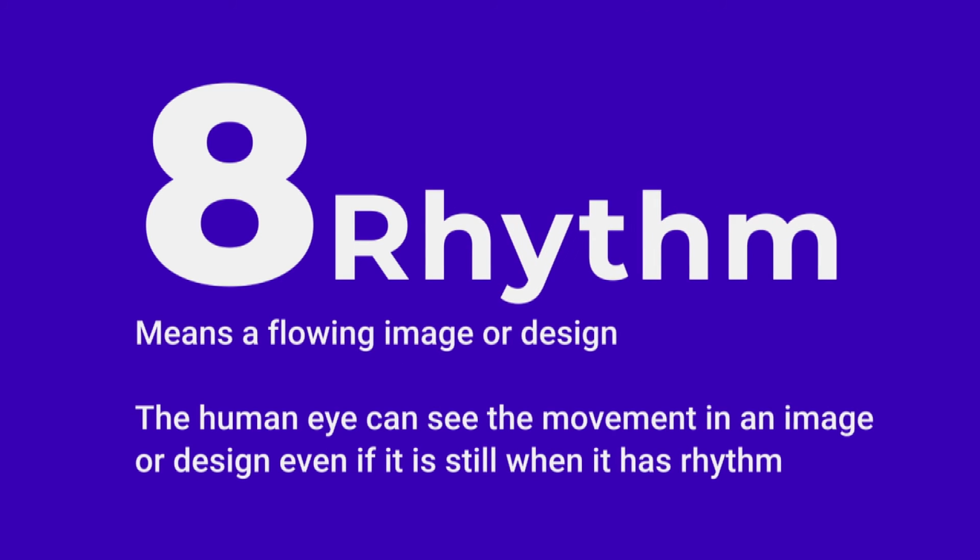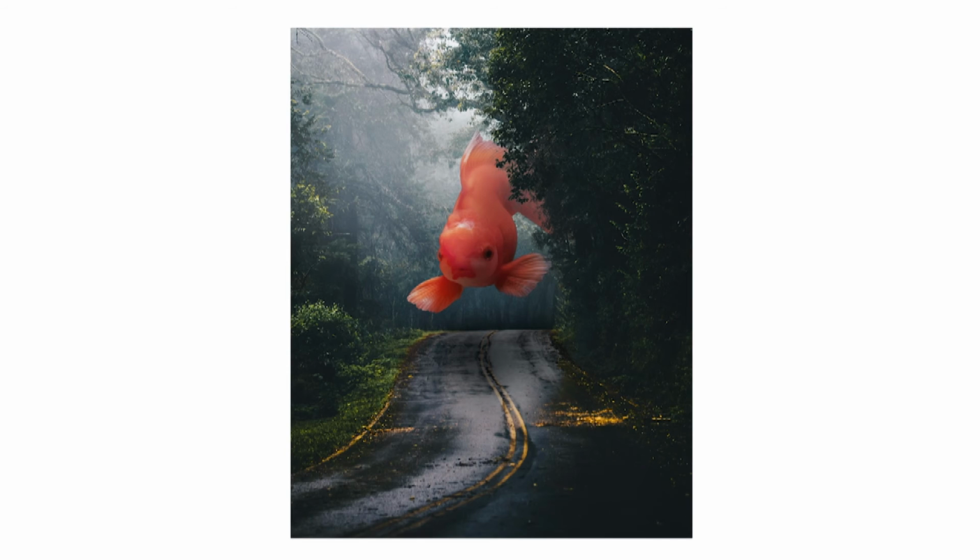The principle number 8 is rhythm, meaning a flowing image or design. The human eye can see the movement in an image or design even if it's still when it has a rhythm. In this artwork that we are going to create when we talk about the selection tools, we have the rhythm. If you look at the street and the fish, you will see a movement in this photo. Why? Because this artwork has a rhythm.